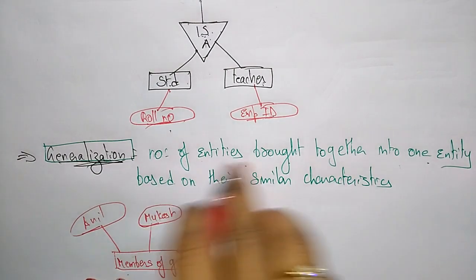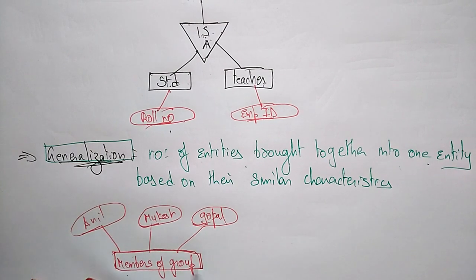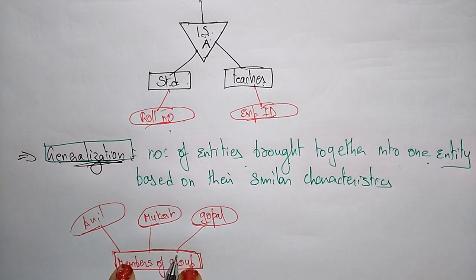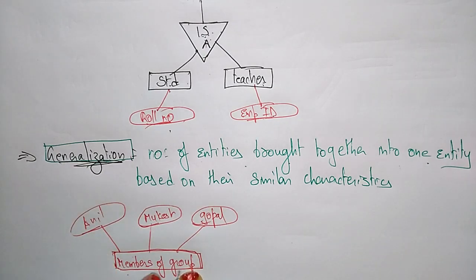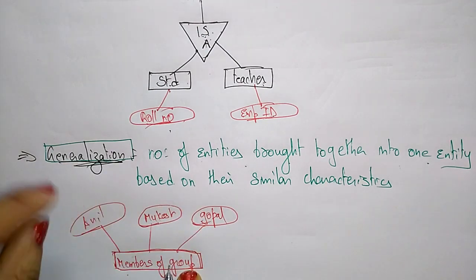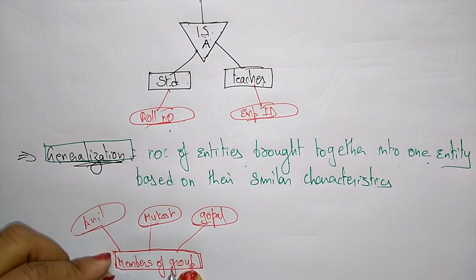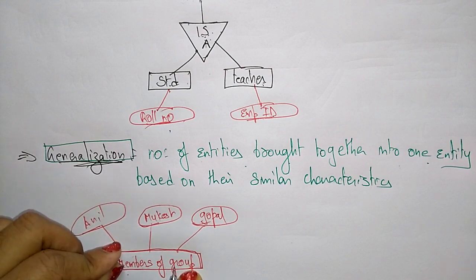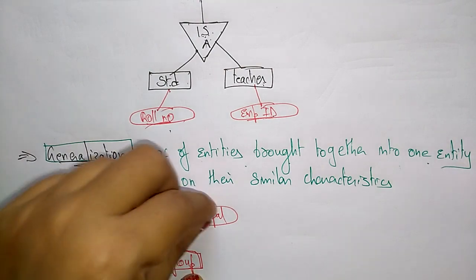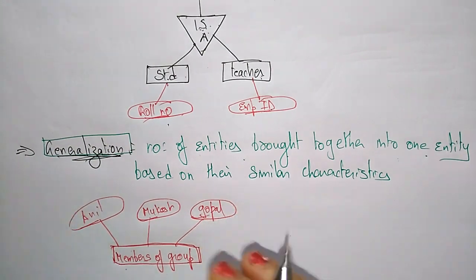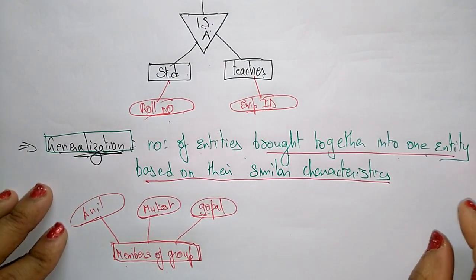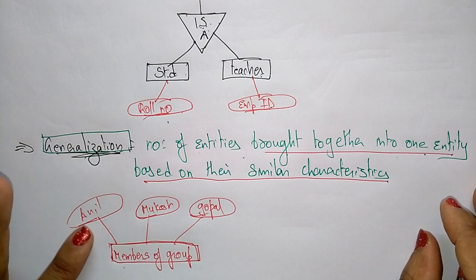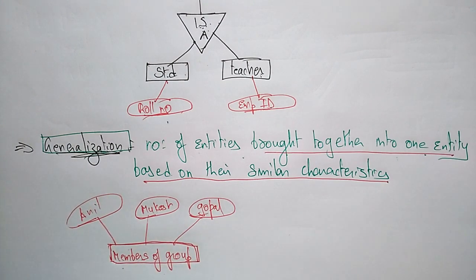So this is a number of entities brought together into one entity based on their similar characteristics. So these are all the friends of one group. That is, these are all a group. A group consisting of the members. So these all come under one group, like a family group. Okay, family members. So a family consists of these attributes. So this is a generalization. We just brought them together into one entity based on their similar characteristics. Everyone is having the similar characteristics. So generalization is brought in.